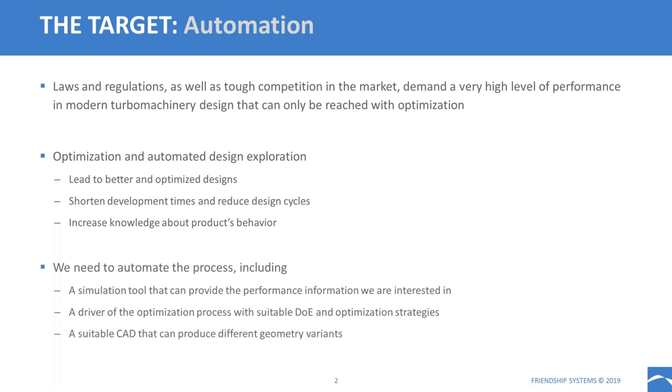If we want to automate the process, we need several components. First of all, we need a simulation tool that can provide us the performance information that we need about our product. We need some kind of driver of the optimization process that gives us the algorithms we need to run all of that, data management and so on. And we need a suitable CAD tool that can produce the different geometry variants that we're interested in. These last two points are what we are trying to address with our tool CAESES.